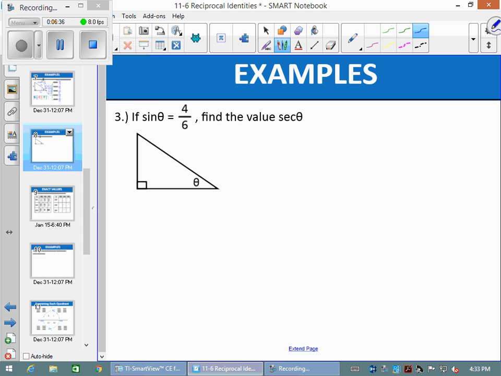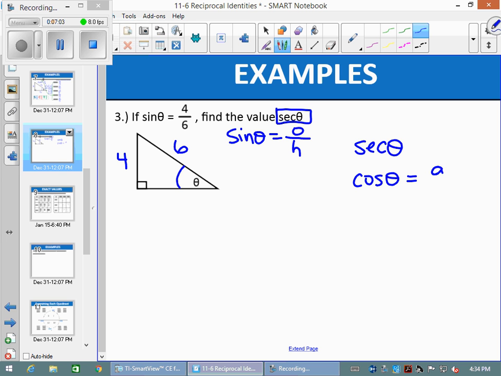Number 3 tells us if the sine of this angle theta is 4 over 6, so we're given this information, let's label our triangle accordingly. Opposite over hypotenuse is 4 over 6. Find the secant. Okay, well, secant theta is a new reciprocal function, so I need to think about what it is the reciprocal of. Secant is the reciprocal of cosine. So if cosine is adjacent over hypotenuse, secant is hypotenuse over adjacent. So I'm missing that adjacent side, so I need to use the Pythagorean theorem.